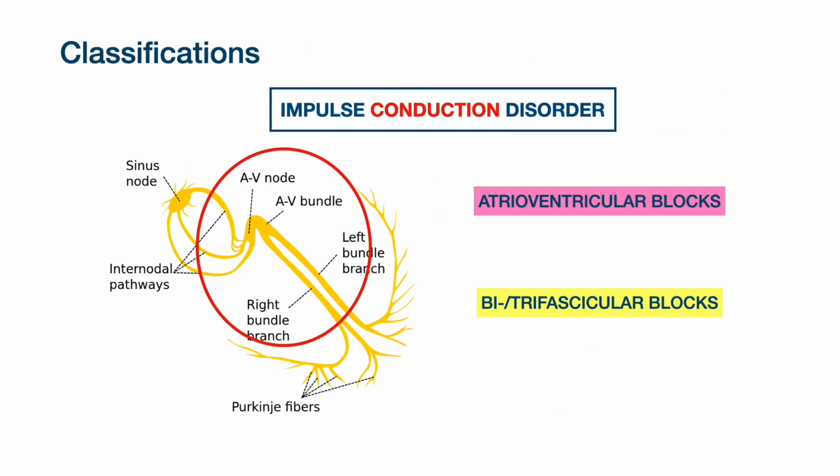Now let's look at impulse conduction disorders. These are disorders of impulse propagation along the conduction pathway in the heart, mainly from the SA to the AV node or from the AV node to the His Purkinje fibers. Examples of these disorders are atrioventricular blocks and bi- or trifascicular blocks. From here on, we will be looking at the different types of AV blocks and bundle branch blocks. Let's dive into it.